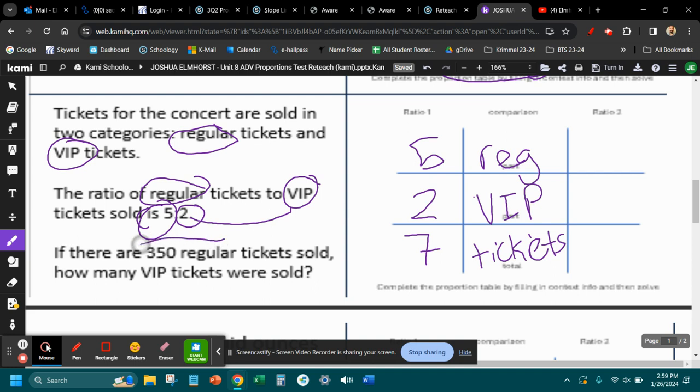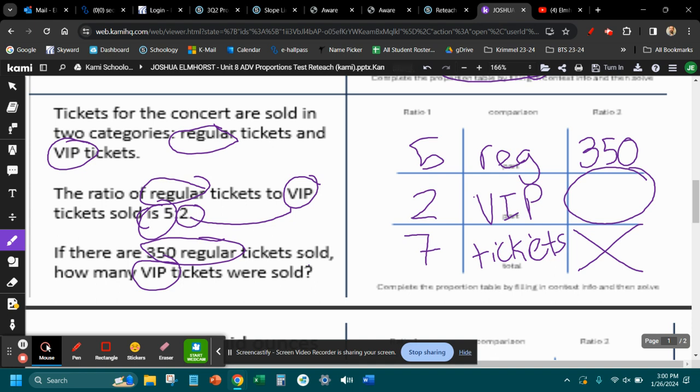Okay. Now, we go down below, we look to see what they're asking. 350 regular tickets sold, how many VIPs? So we are looking for VIP over here. And then regular, the given information is 350. So it's not asking about the total number of tickets sold, so you can cross that out.